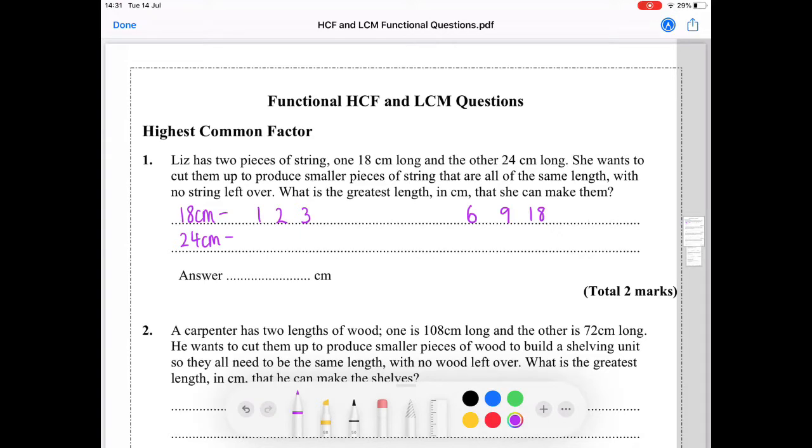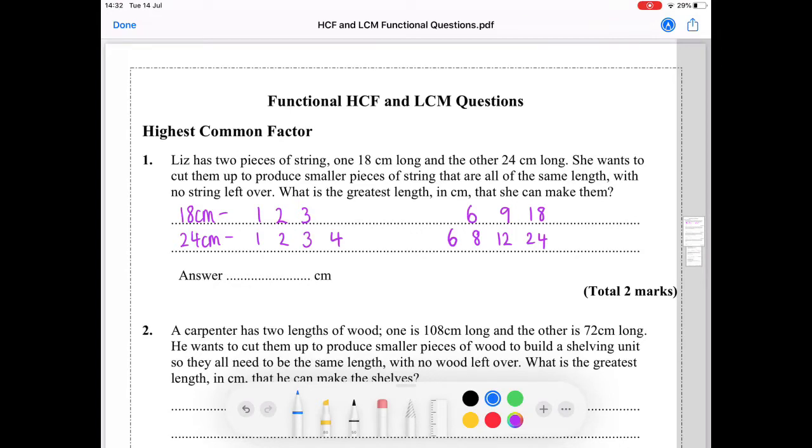Okay, so now if we move to 24, we're going to have 1 and 24, we're going to have 2 and 12, we're going to have 3 and 8, because remember all these numbers multiply together to make 24, so 1 times 24, 2 times 12, 3 times 8. We're going to have 4 and 6, and then 5 doesn't work, 7 won't work, 9 doesn't work, and so on.